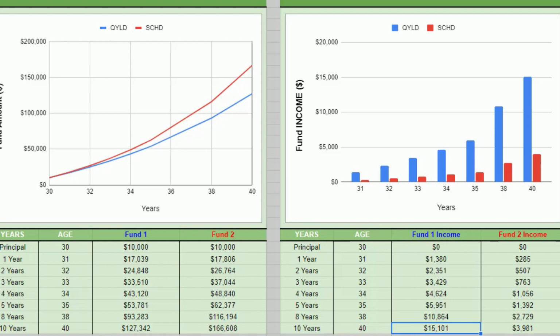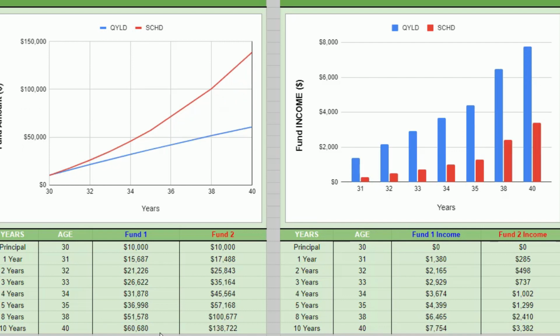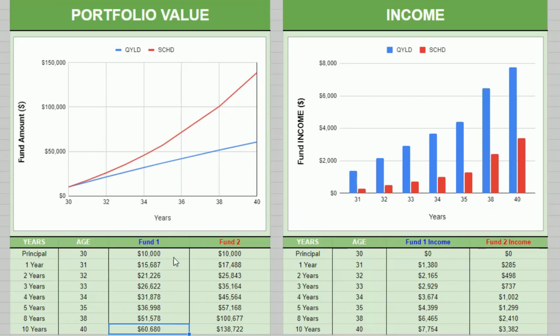After 10 years, your QYLD fund will be paying you $15,000 a year, and SCHD would be paying you $4,000 a year. So with that same monthly addition, if you did not reinvest dividends, this is what you would be receiving. After 10 years, your $10,000 with $500 a month would get you $60,000 with QYLD in the blue, and your SCHD without dividends reinvested would get you $138,000.